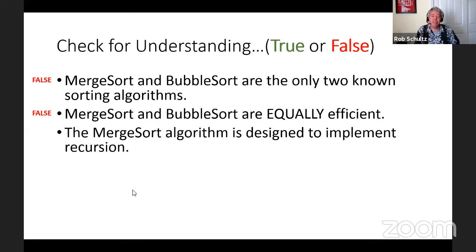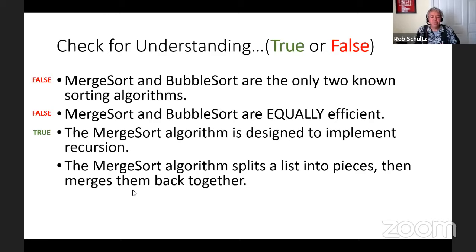The merge sort algorithm is designed to implement recursion. That is a true statement. Merge sort is definitely designed to implement recursion. And our final question: the merge sort algorithm splits a list into pieces, then merges them all back together. That is also true. The splitting the list into pieces, that's the recursive segment, where we recursively break our list into smaller and smaller pieces. And then we have a method which uses iteration and looping to merge them back together again.